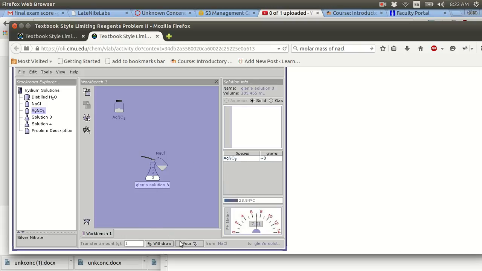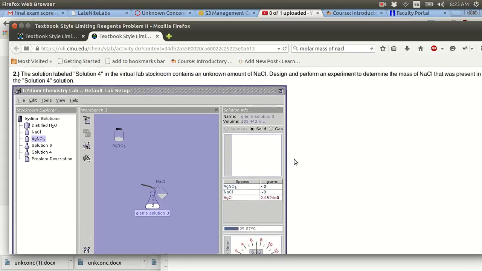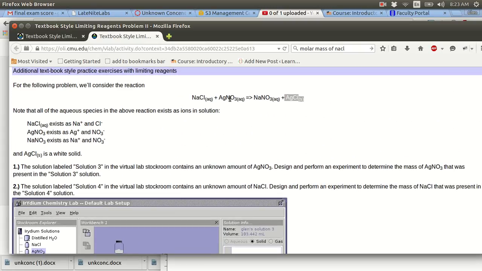Okay, let me add 1 gram. Okay, now look, I have AgCl inside here. AgCl, right? Can I now find how much AgNO3 there was in Glenn's solution 3? Can I calculate that, knowing the amount of AgCl I have? No. Why? Because I don't know if all of the AgNO3 is gone. I need all of the Ag to be in the form of AgCl before I can calculate how much AgNO3 there was to begin with.